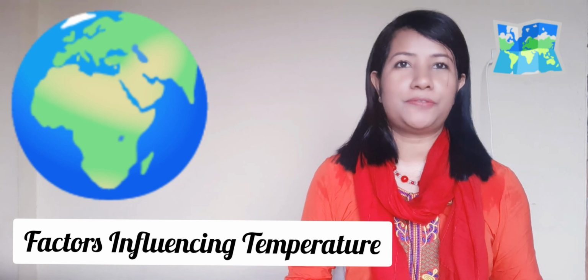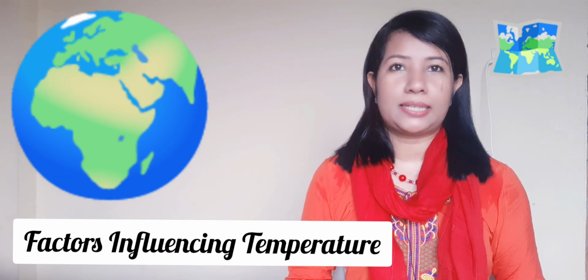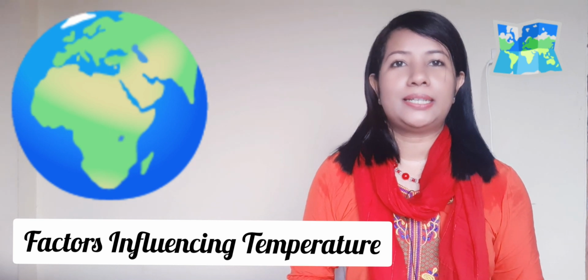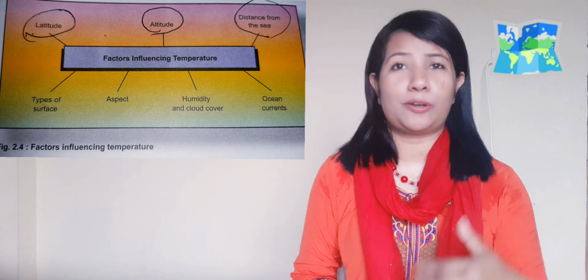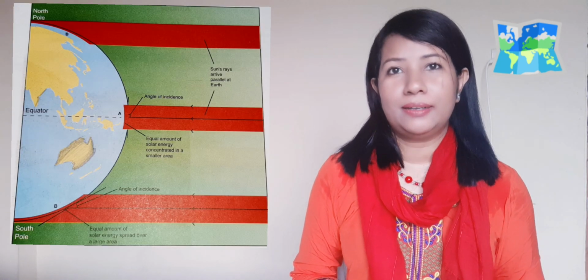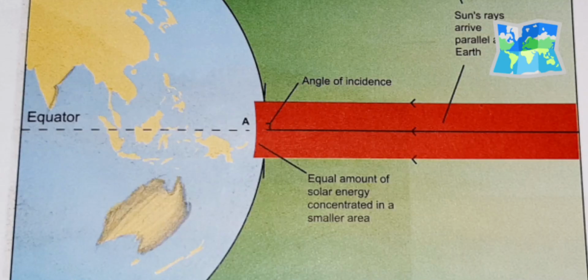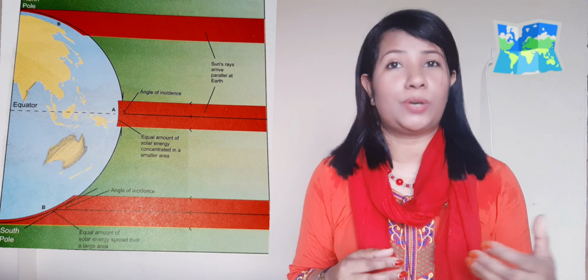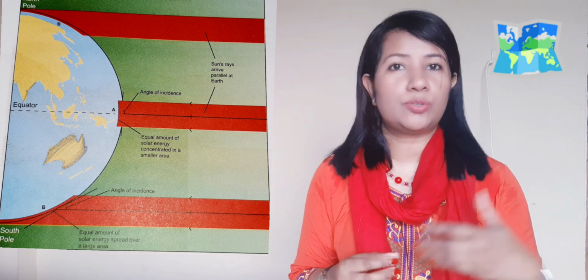So in this class I'm going to teach you geography, that is, factors influencing temperature. So let's get started. Why is there a decrease in temperature as one moves towards the north and south poles? Why is the temperature higher near the equator? When you move away from the equator towards the north or south poles, the temperature gradually decreases, right? So why? What's the reason?